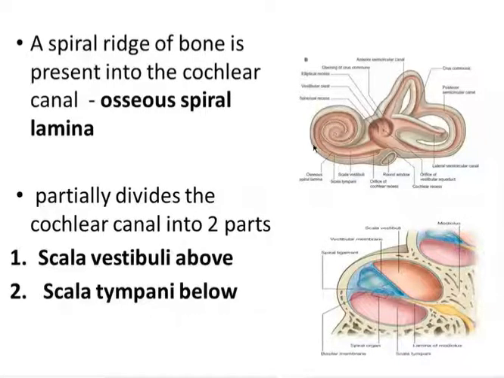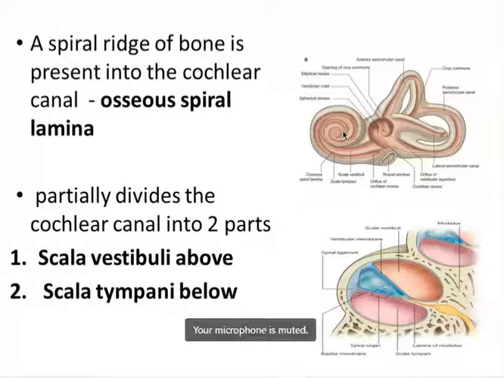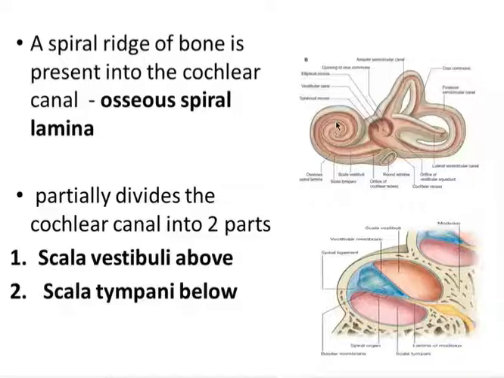This is the cochlear canal. Within the cochlear canal, there is a ridge of bone. This spiral ridge of bone is known as the spiral lamina, and it divides the cochlear canal into the upper part and the lower part. The upper part is the scala vestibuli and the lower part is the scala tympani. Between these, the sharp projection of bone is known as the spiral lamina.